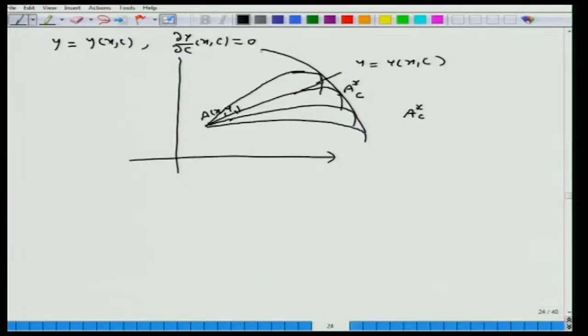If it exists, then we have the situation that the extremals from this center point of the central field will be having tangential points here on the envelope. So, the point on any extremal given by y(x, c) is called a conjugate point, which is there on the extremal as well as on the envelope. So, that is called the conjugate point of A.